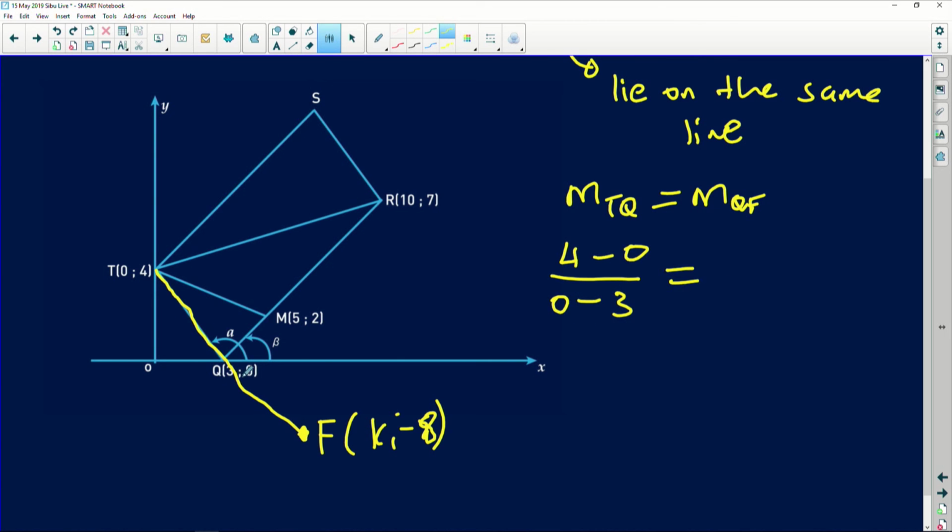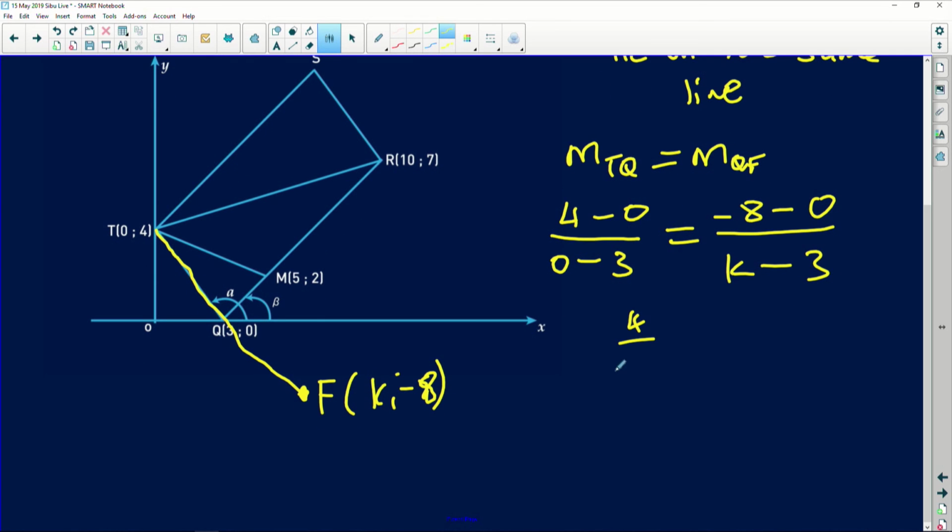That gradient will be the same as the gradient of QF, which is simply the y at F, this -8, minus the y at Q, which is 0, over the x at F, which is k, minus the x at Q, which is 3. Let's clean this up. 4 over -3 equals negative 8 over k minus 3.